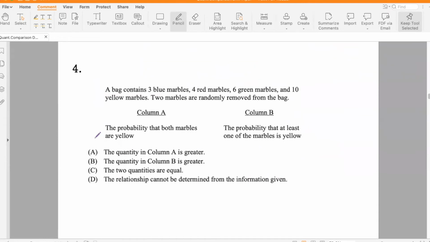A bag contains 3 blue marbles, 4 red marbles, 6 green marbles, and 10 yellow marbles. 2 marbles are randomly removed from the bag. Column A, the probability that both marbles are yellow. Column B, the probability that at least one of the marbles is yellow. So the probability that both are yellow, right? So there are a total of 3 plus 4, 7 plus 6, 13 and 10, 23 marbles.